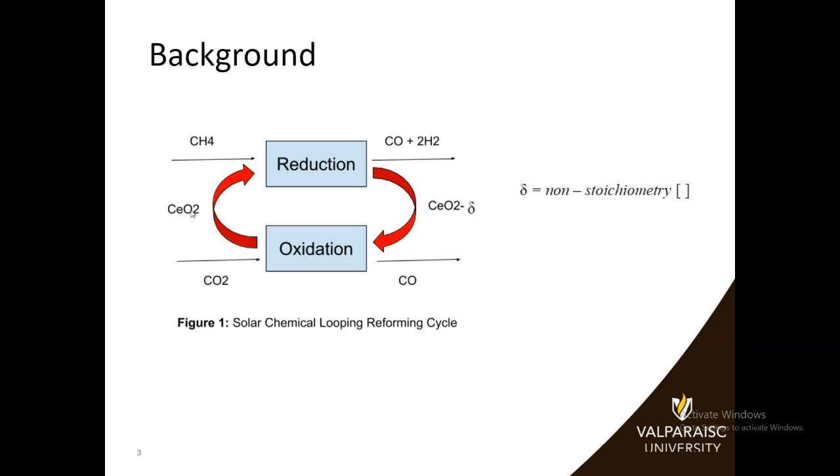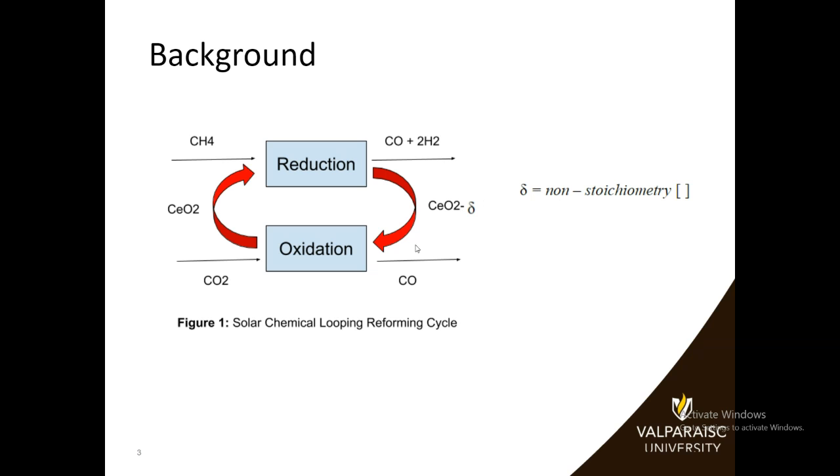So this Curie oxide, some of the oxygen gets lost, and so it comes out of the reactor with some lost amount. We refer to this lost amount as delta, and this is what we call the non-stoichiometry. It's the amount of oxygen that is lost relative to the Curie oxide right here.